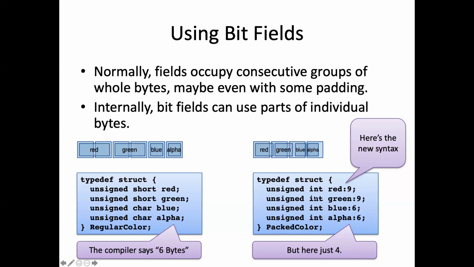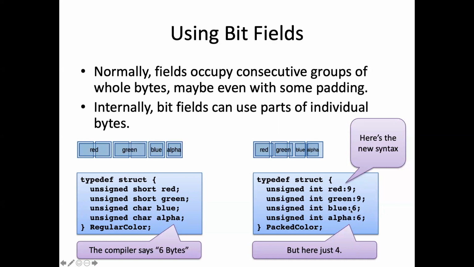You have an integer type, then the name of a field, and then a colon, and some compile time constant. That constant specifies the number of bits to use for that int. So here I'm saying, red is an int, but only use 9 bits to store it. Green, only use 9 bits for that. Blue, only use 6 bits for that.